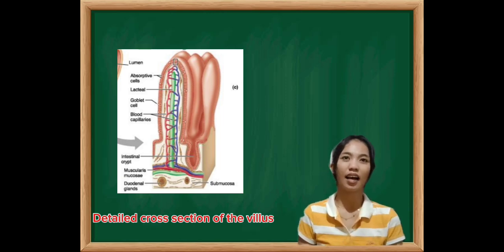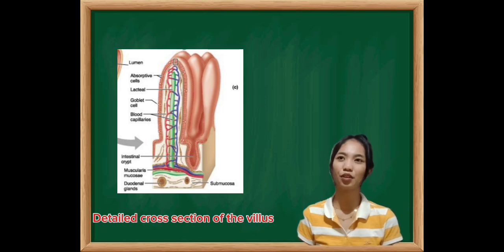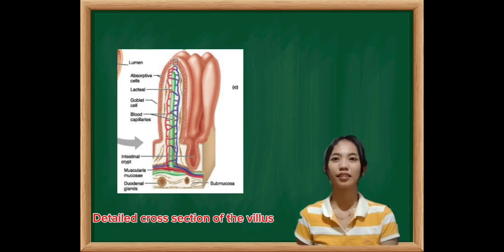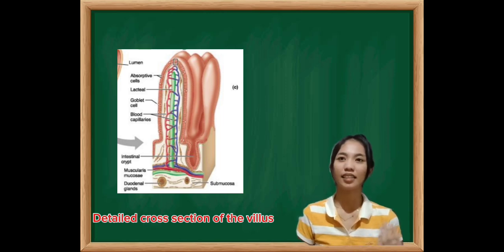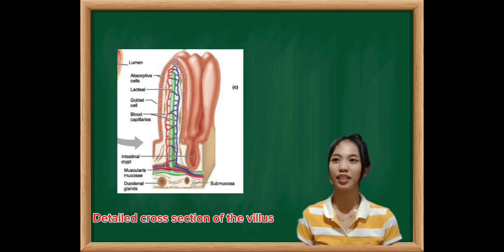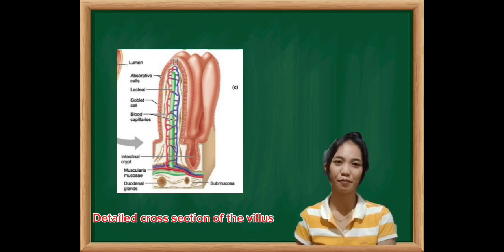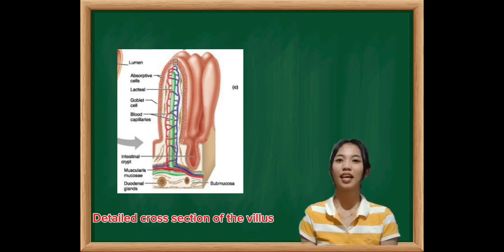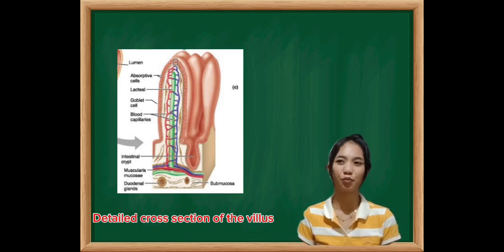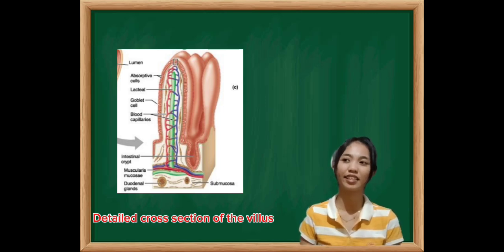Next is the goblet cell. A goblet cell is a mucus-secreting cell that helps lubricate the intestinal lining and protect it from damage. Now, we have the blood capillaries. Blood capillaries are a network within the villus that absorb water-soluble nutrients from the absorptive cells. Now, let's move to the intestinal crypt. An intestinal crypt is a gland located between the villi that secretes digestive enzymes and other substances.